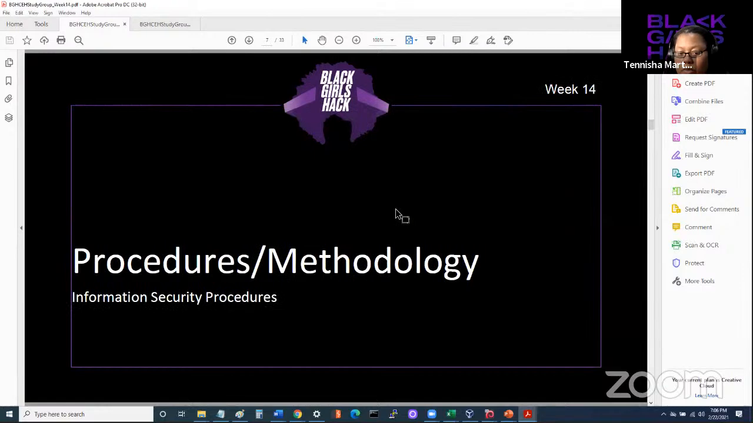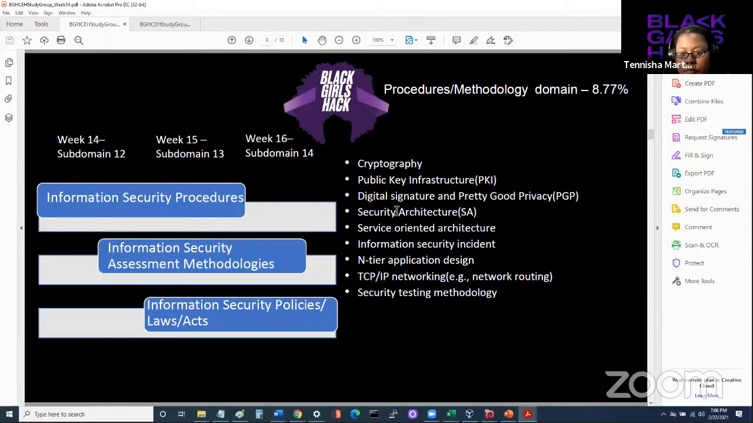So we're talking about information security procedures. Specifically, we're talking about cryptography, PKI, digital signatures, and PGP, security architecture, service-oriented architectures, information security incidents, interior application design, TCP and IP, and some more on security testing methodology. So this is 8% of your exam.